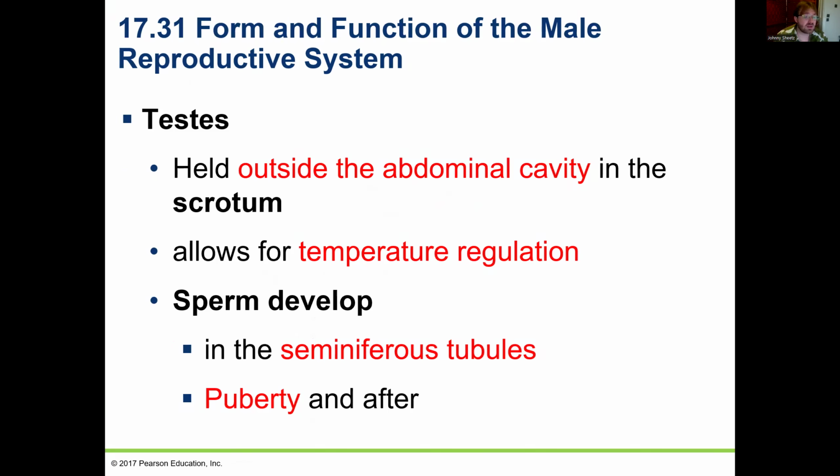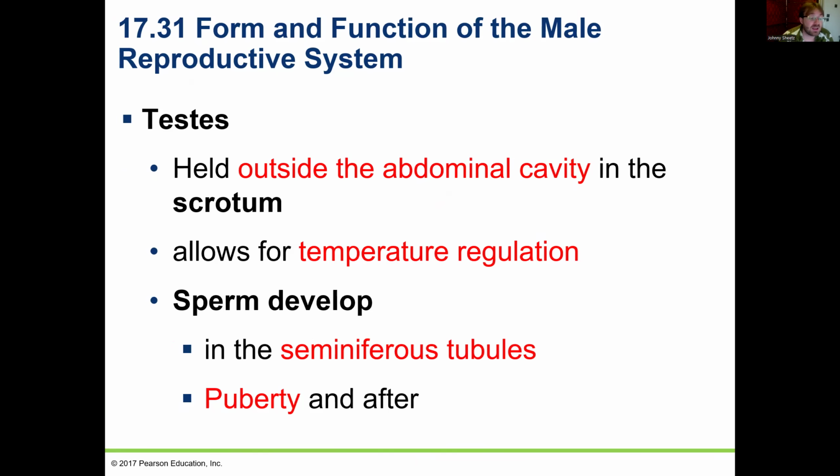Now, the testes are held outside the abdominal cavity, and the scrotum allows for temperature regulation. The scrotum is going to contract or expand depending on the ambient temperature to bring the testicles closer to or further away from the body. This is the main way the testes keep the sperm from getting baked. Sperm needs to be a couple degrees colder than the temperature of the human body, which is why we have this structure.